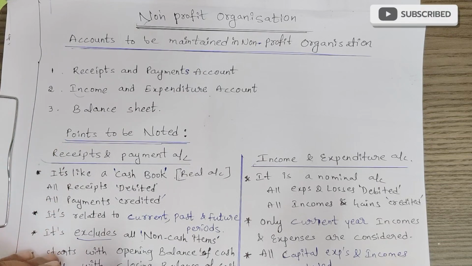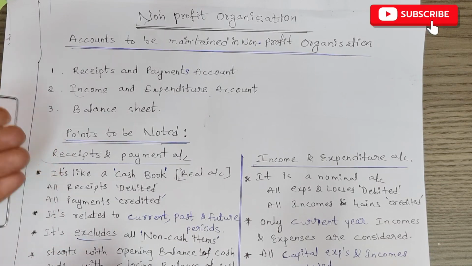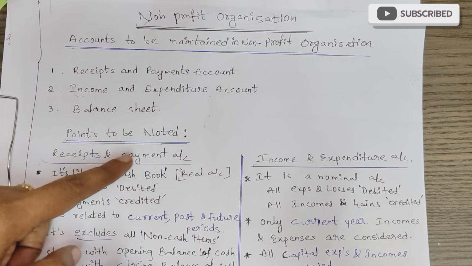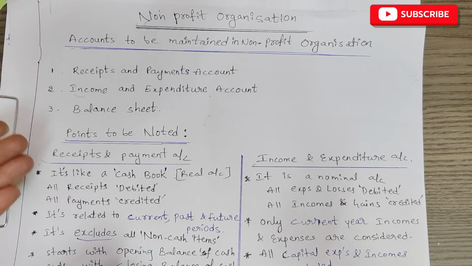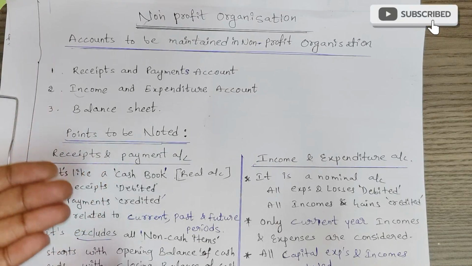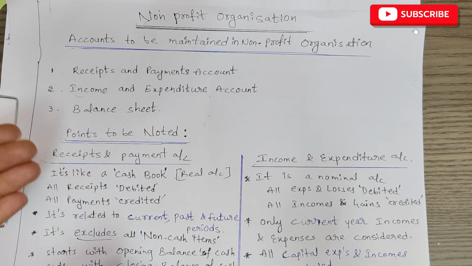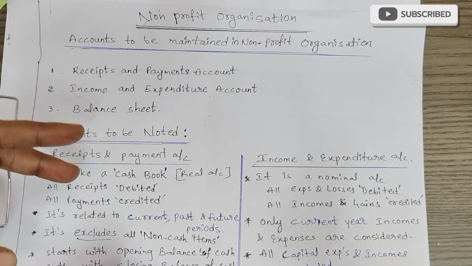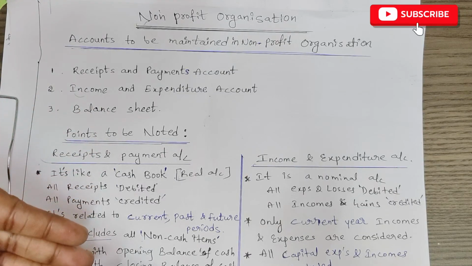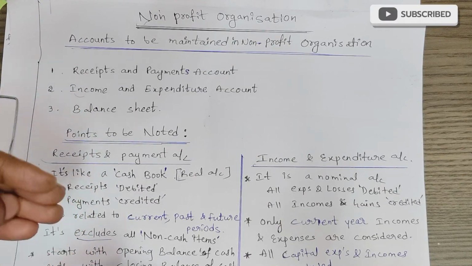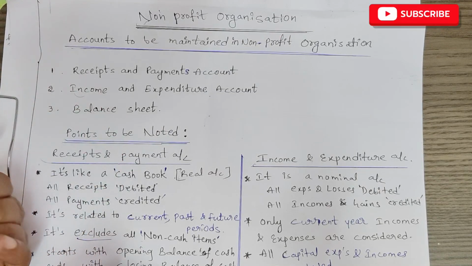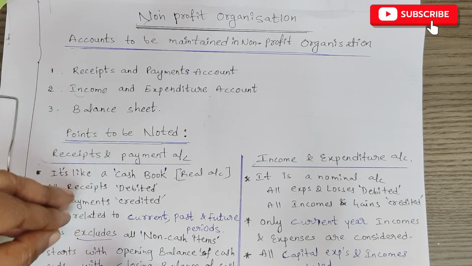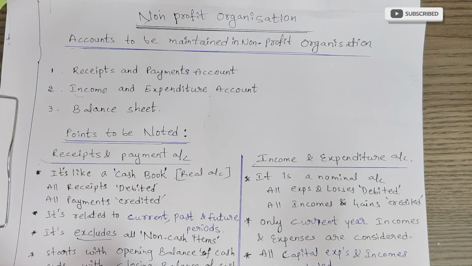Non-cash items: if you have any credit transactions, we need to ignore those while preparing the receipts and payments account. If it is a credit transaction, there is no cash. For example, sold goods to Raju. What is the entry here? Raju account debit to sales account. In this, there is no cash, so that is a credit transaction. If you have cash, then only you need to write in the receipts and payments account. If you receive cash, if you pay cash, only those transactions we need to record. Non-cash items are ignored.